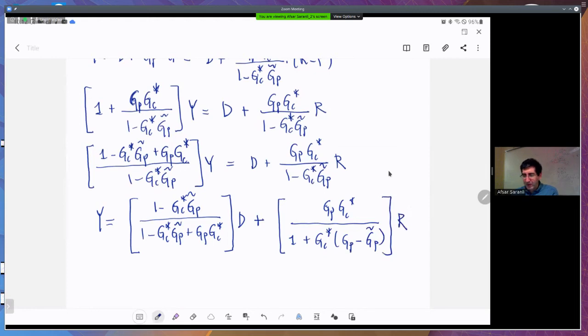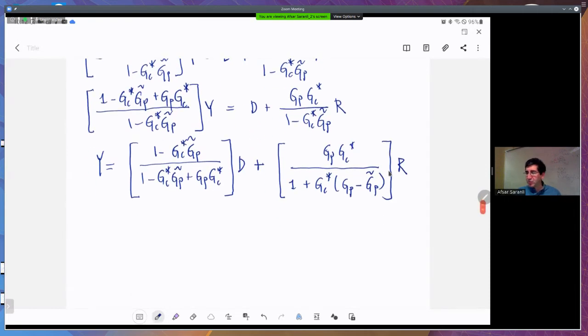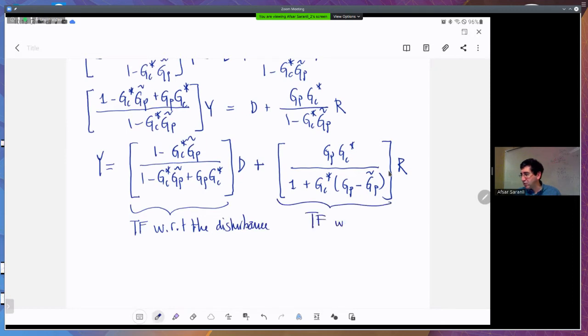times R. Okay, so this is the typical thing that we can do, right? We obtain two transfer functions because the system is linear. In fact, we can derive these two transfer functions also by killing one of the inputs and deriving the output in terms of the non-zero input. But this is what we have obtained with respect to the disturbance. And this is the transfer function with respect to the reference.